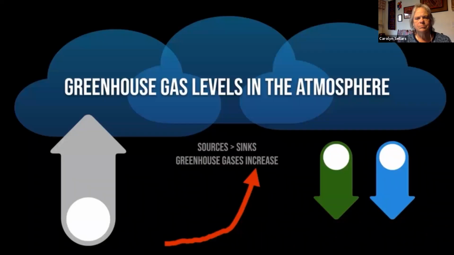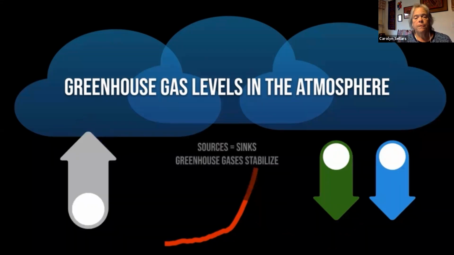So here's the picture. We put pollution in the atmosphere, nature pulls it out in forests and in oceans. Now, right now, our sources of pollution, the stuff we're putting in the atmosphere, is much bigger than what nature can take out. And that's why the levels are going up.